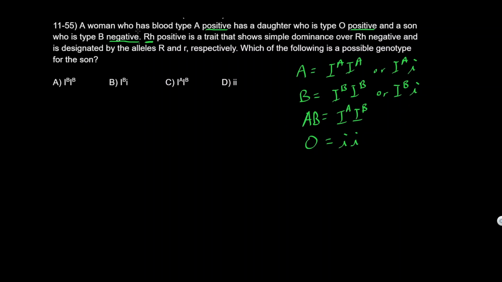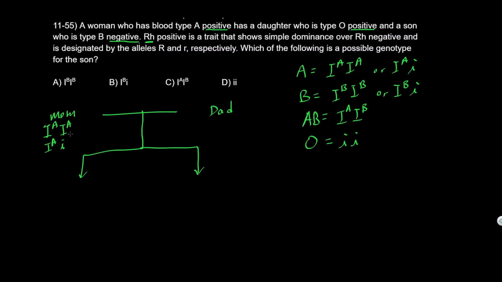So the mom has blood type A, so we don't know. Let's say this is mom, and this should be dad, and they have one son and a daughter. Okay, mom's A, so we don't know whether it's going to be this A or this A. This we don't know yet. Okay. And it says Rh positive is simple dominance. It shows simple dominance over Rh negative. So they told us to use capital R for dominant and lowercase r for recessive.